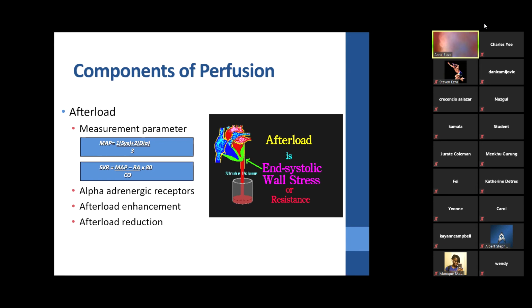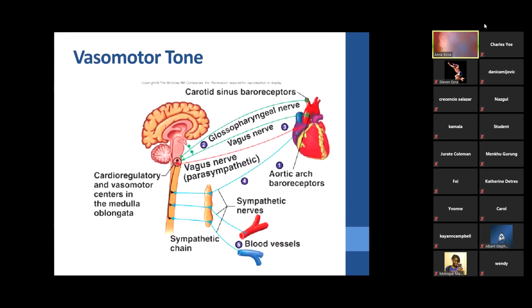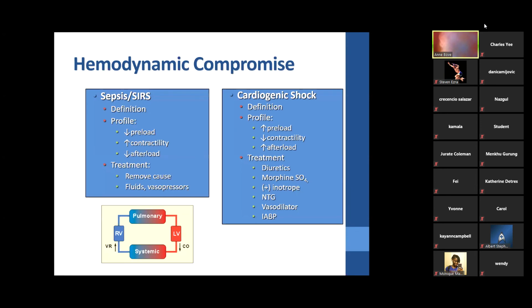So this is just a diagram reinforcing the idea of vasomotor tone and your sympathetic effect in terms of alpha and beta. Now, in terms of hemodynamic compromise, there are two scenarios that you might see. These are the two most commonly presenting examples. These are not the only examples of hemodynamic compromise, but these are the most common, all right?